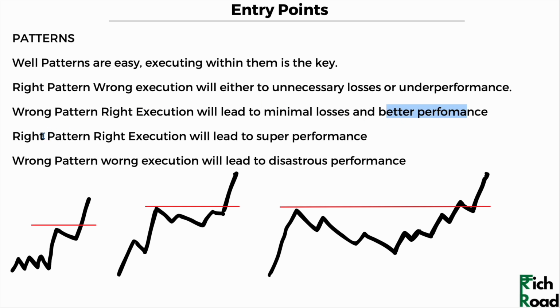Then the third point is, let's say you identify the right pattern and your execution was spot on. This is the case which simply leads to super performance, and this comes with a lot of training in right execution. And then the last case is, the pattern is wrong and the execution is wrong. This will lead to disastrous performance. The market is going 30% up and you are in drawdowns. This is something that can happen.